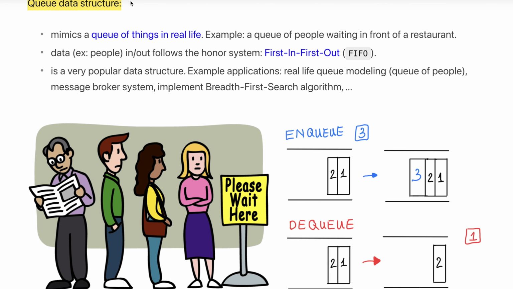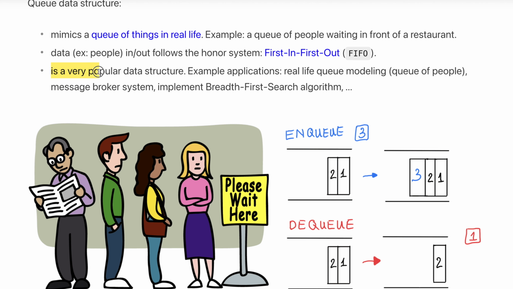Queue data structure mimics a queue of things in real life. For example, a queue of people who are waiting in front of a restaurant, like you can see in this picture. Data in the queue, or in this particular example, the people, gets in and out following the honor system: first in, first out, or FIFO.